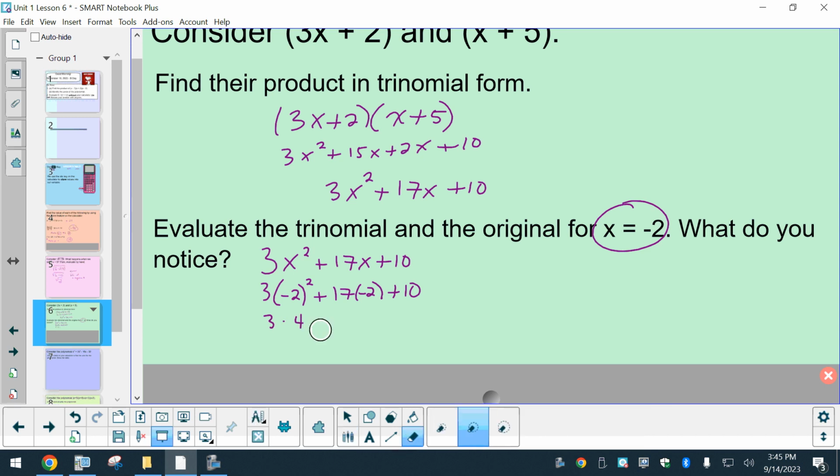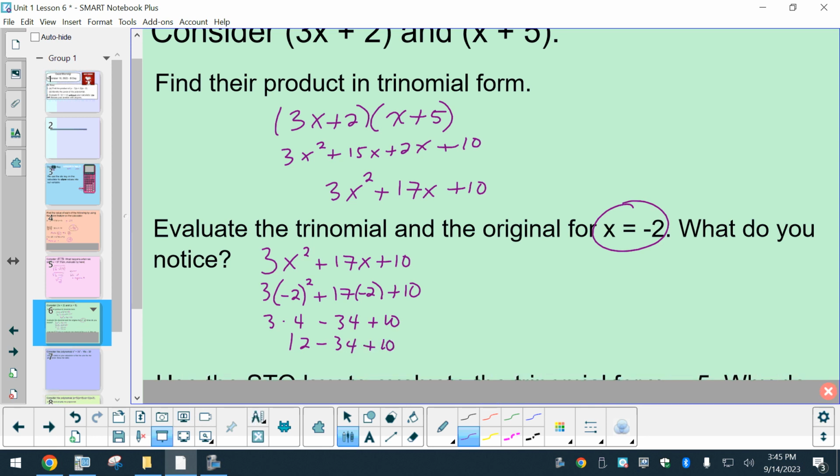We could just write a negative here. Negative 34 plus 10, so 12. If we're just showing all our work, I'll squeeze this in here. You should get a negative 12.